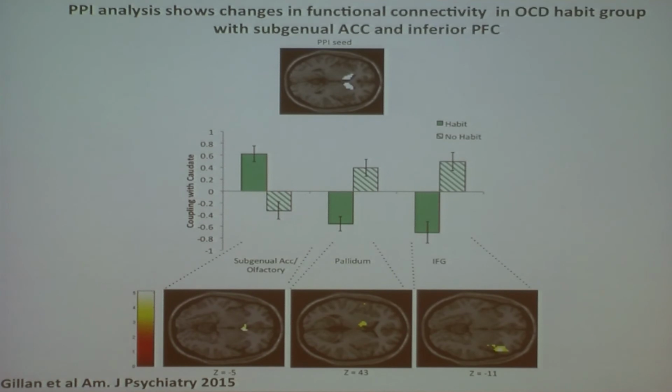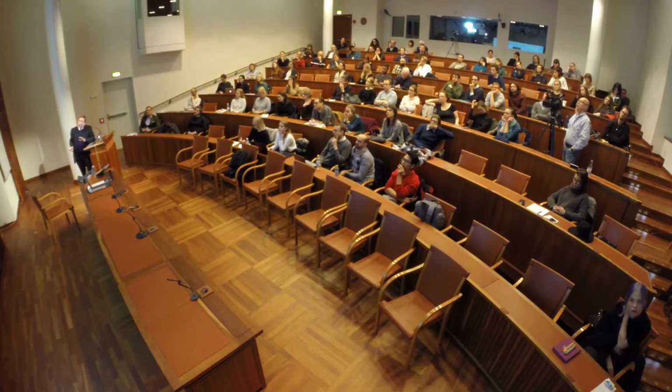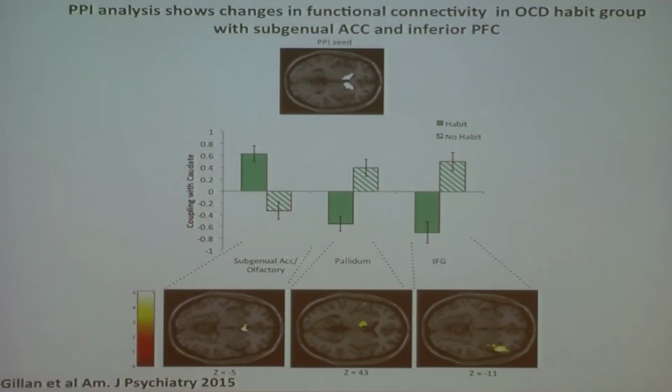Additionally, when you measure the so-called psychophysiological interactions with other areas, we find that they have a reduction of activity in the inferior frontal gyrus. That's exactly that area which we've identified to be involved in behavioural inhibition. So this area is less effectively controlling the caudate nucleus.